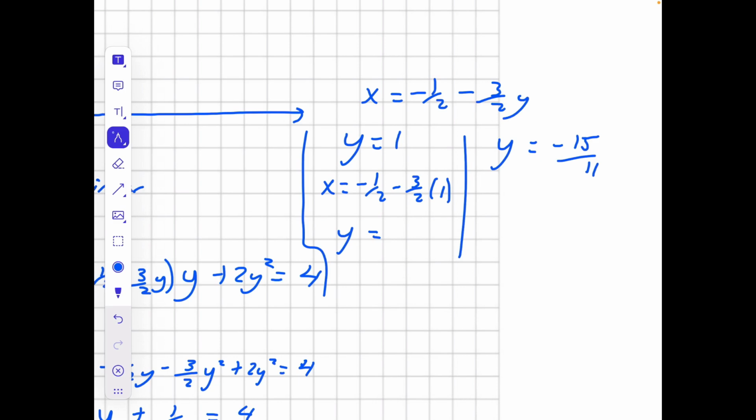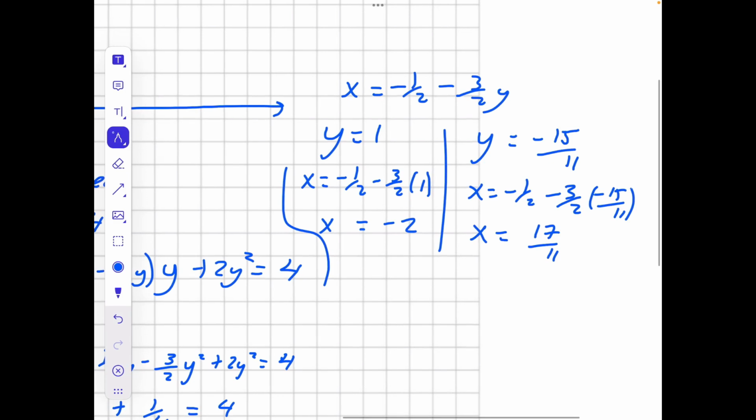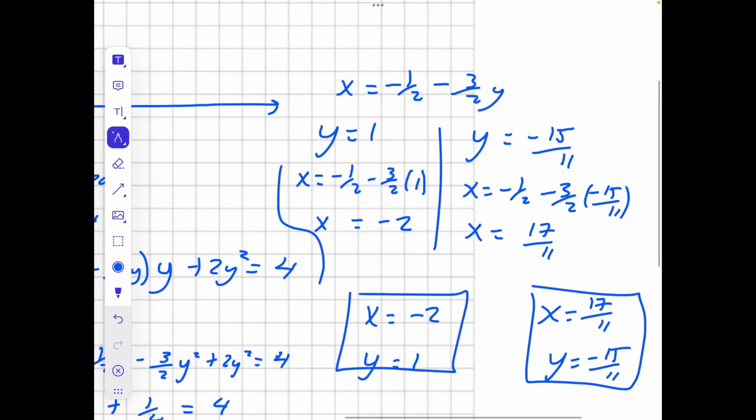Okay, so I get out one answer there. When I sub that in, I get out x is equal, sorry, what did I write down? Y, that should be x is equal to minus 2. And when I sub in my minus 15 over 11, I get out that x is equal to 17 over 11. Okay, so my 2 sets of answers then, x is equal to minus 2 and y is equal to 1, or x is equal to 17 over 11, y is equal to minus 15 over 11.